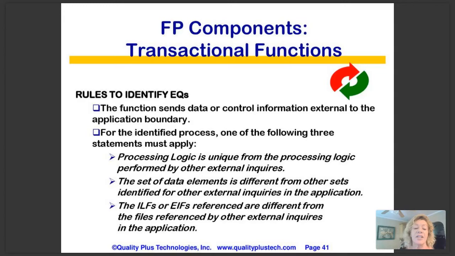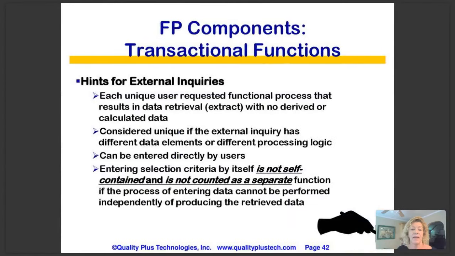So the processing logic is unique. If I'm comparing 2 EOs or 2 EQs, if they're exactly the same, in other words, the same ILFs, the same data elements, and the same processing logic, you count it once. That's what we mean by this. Hints for counting EOs and EQs, you can take a look at this. It has to be self-contained. So if I've got a query where I've got an input side that says show me, present to me, give to me, and an output side that is produced for me, we need to count both of those together. My question and my answer together is my elementary process.